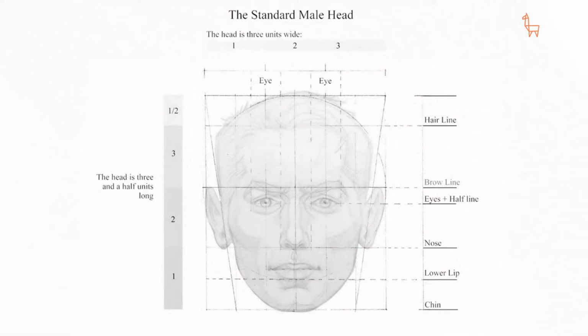So this is one of the documents that you can download with all the information that I just showed. It's pretty clear. The height of the head is 3.5 units, and the width of the head is 3 units. And then I placed all the lines: the hairline, the brow line, the eyes, nose, lower lip and chin. There's another document that I have shared. You can look at those documents, print them out, and keep them as a reference.